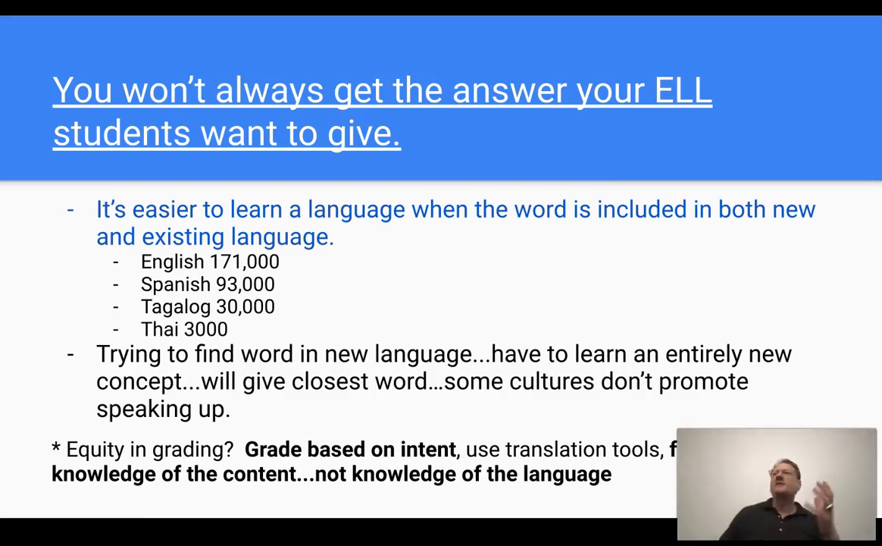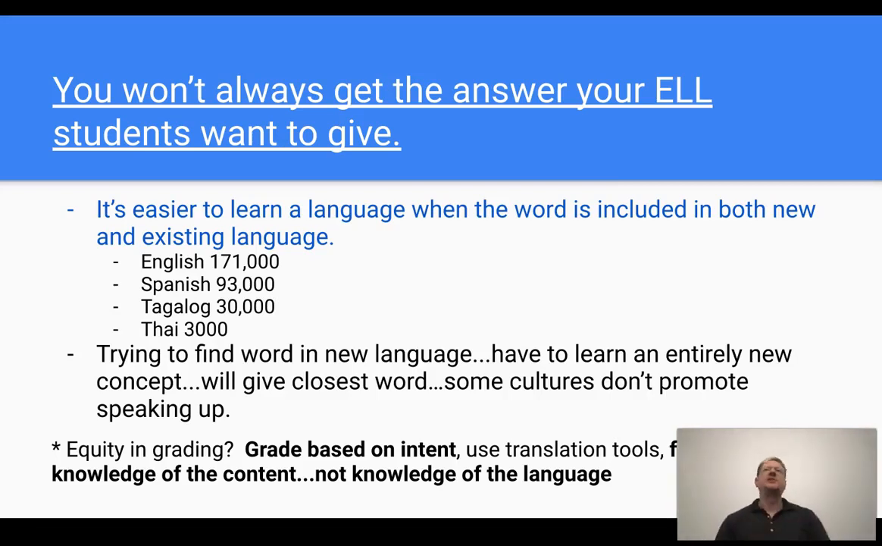Now before you go, Matt, just teach the vocab words, right? Just teach, we're trying to teach academic language, right? But again, if that word is not in the student's native language, now the student has to create an entirely new concept and definition for him or herself to be able to connect something to, right? That's the challenge. So, as a teacher, I'm a big believer in grading based on intent.